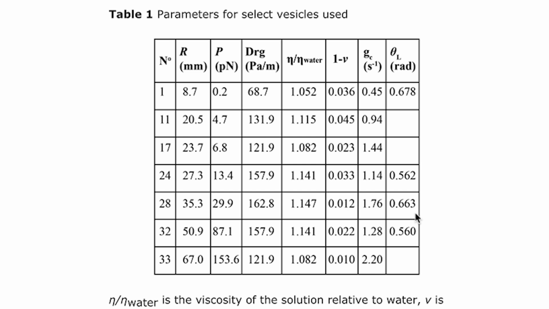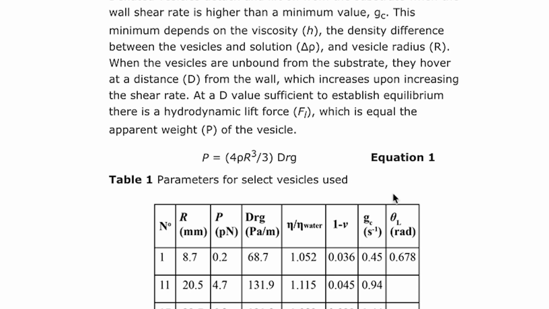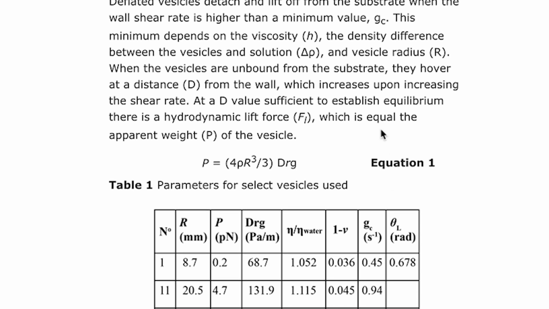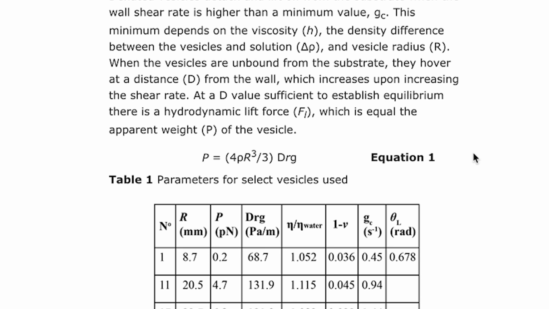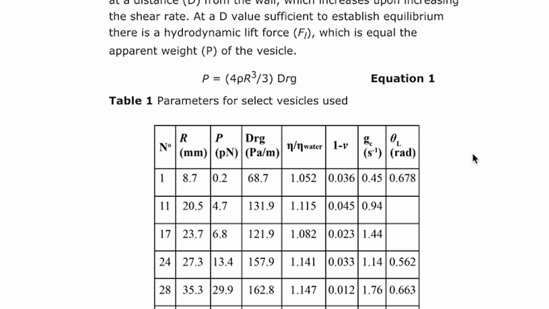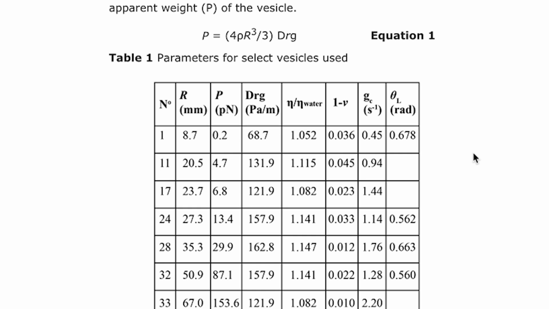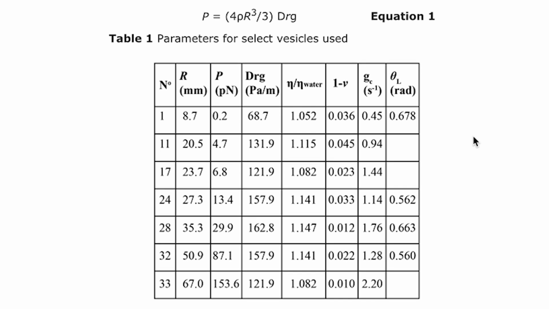What do they call this? The shear something. Where's the GC? I know it's somewhere up here. Shear something. Yeah. Misplaced it. Anyway, it's something up here. Deflated vesicles detach and lift off from the substrate when the wall shear rate is higher than a minimum value. Yeah, so that's the minimum value for the wall shear rate. And then we have the angle that we have here. It seems like they only gave us that for some of these and not for all of them. So they might maybe ask us a question about this.